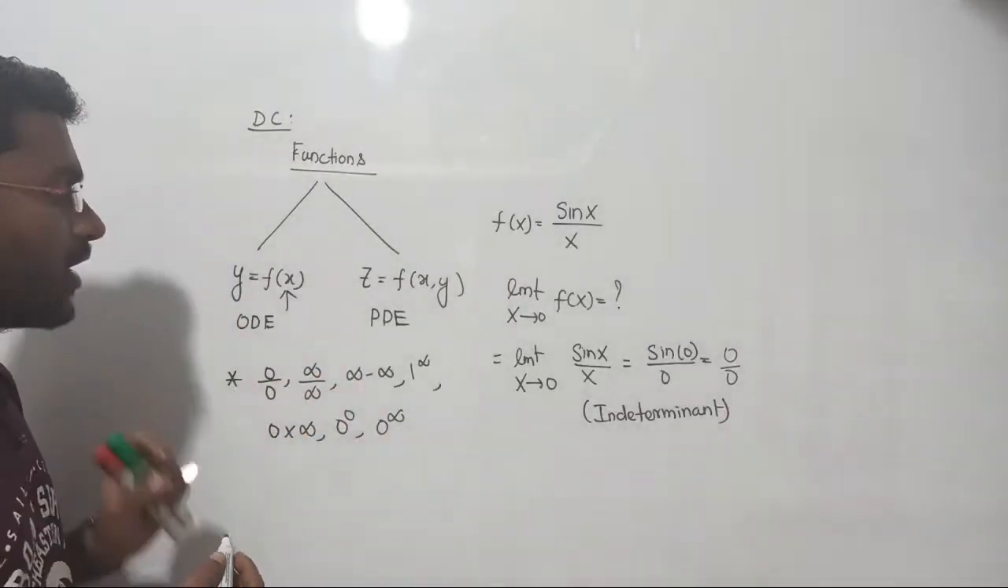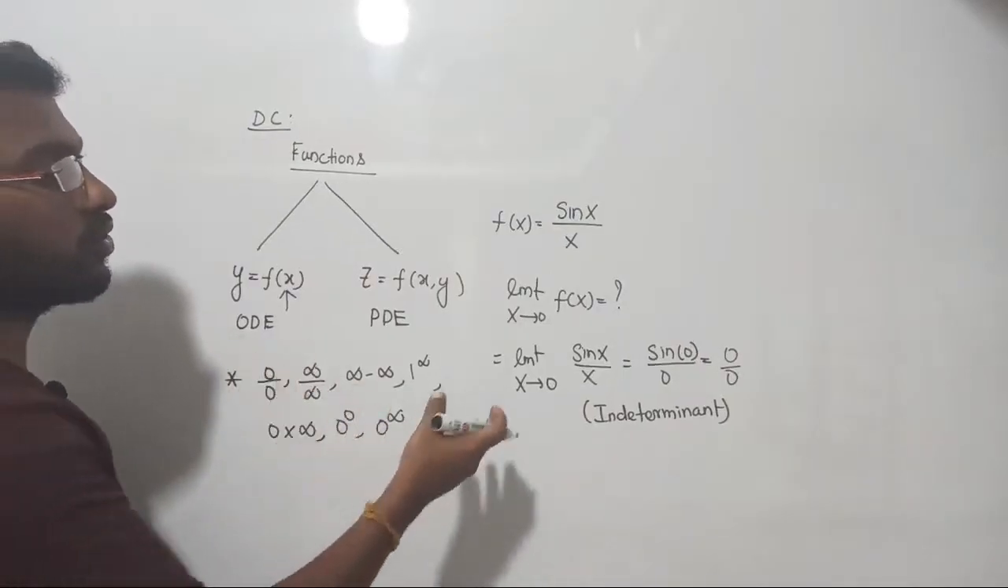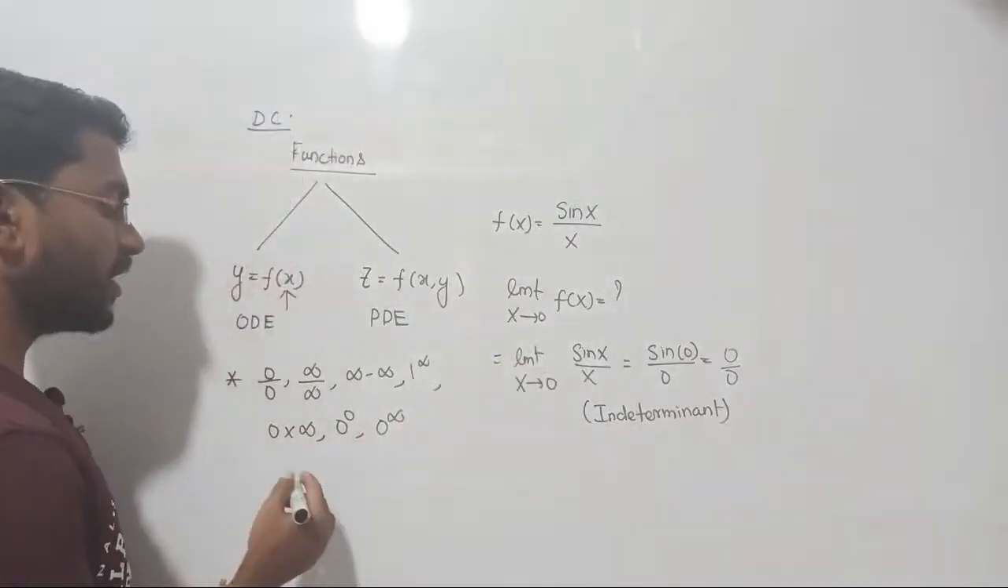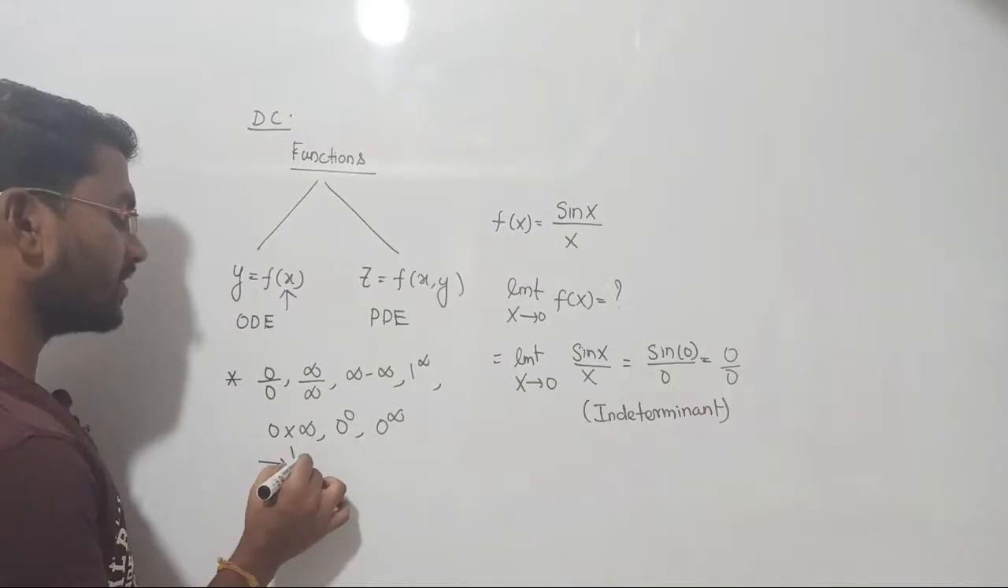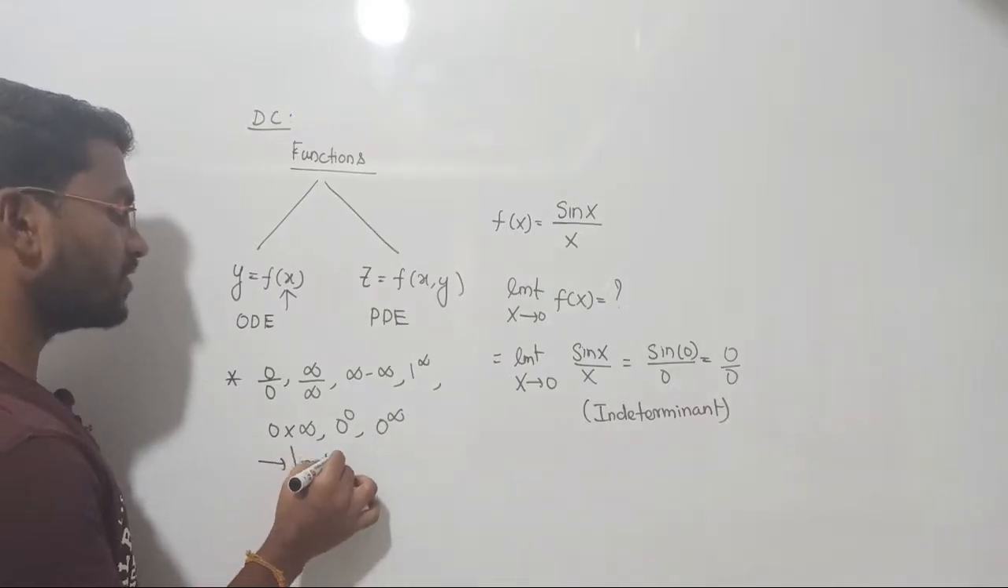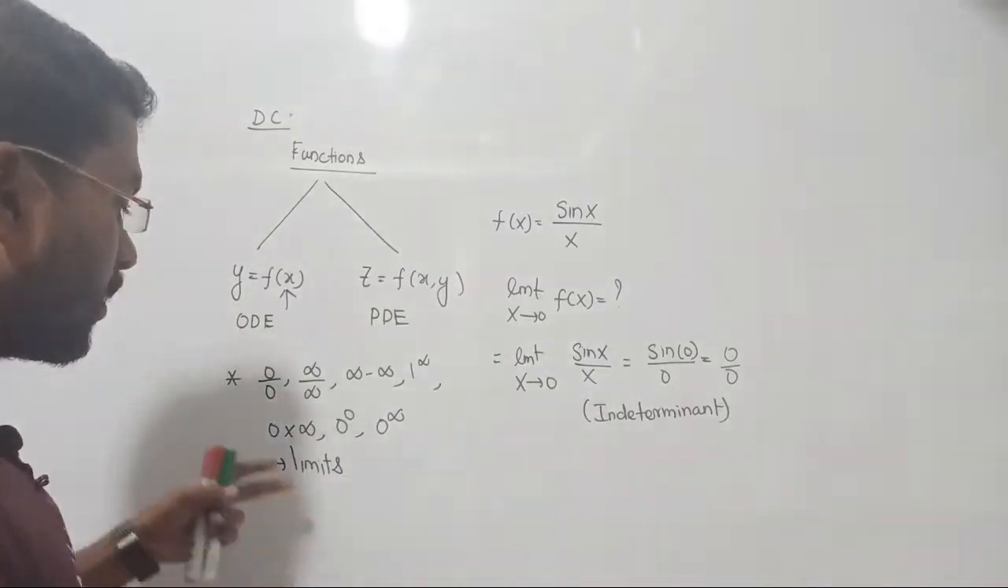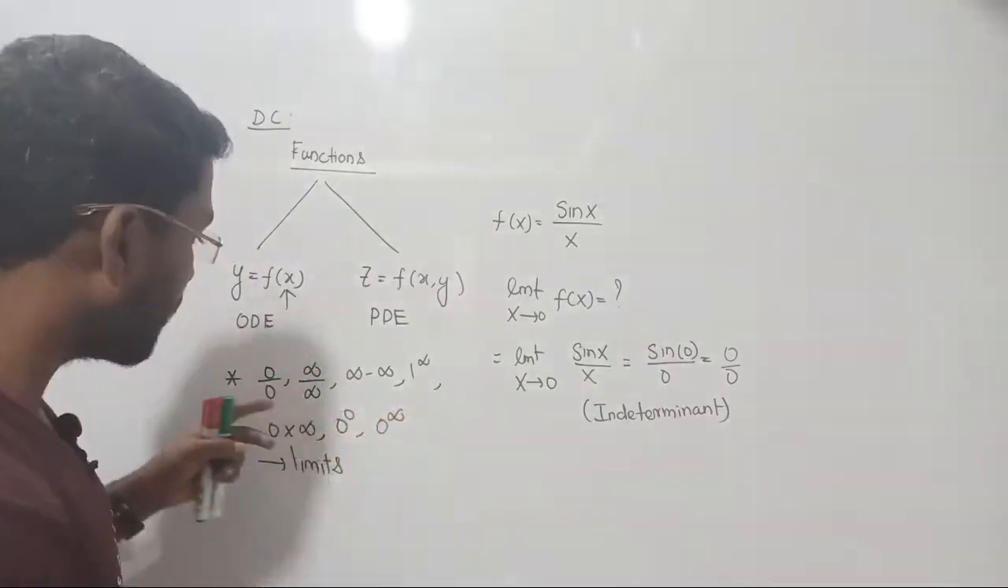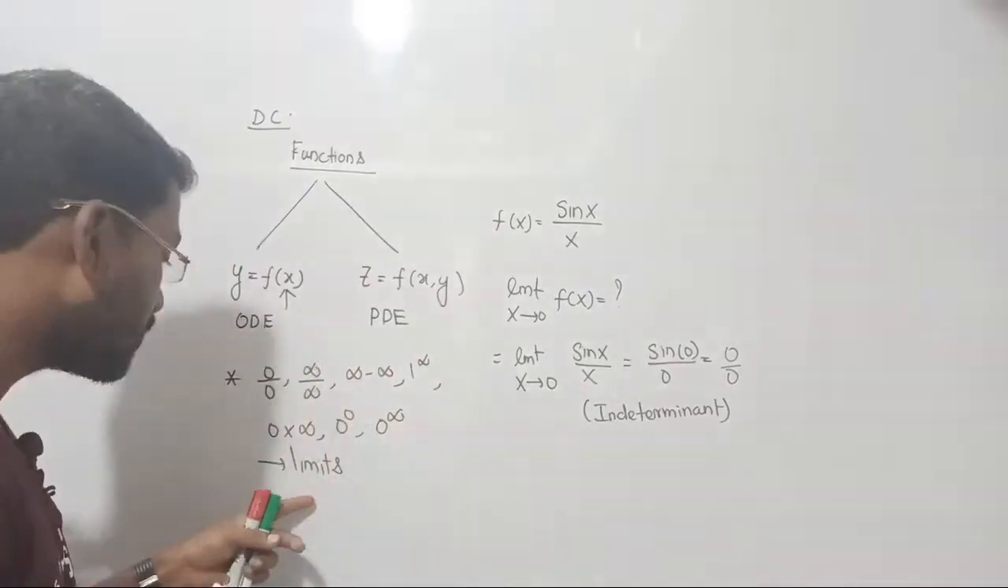They are called indeterminate format, right? So when your functions come in that format, automatically limits start existing. Right, the existence of limits depends on what? So the first thing is, whenever there is an indeterminate format, automatically we should talk about limits.